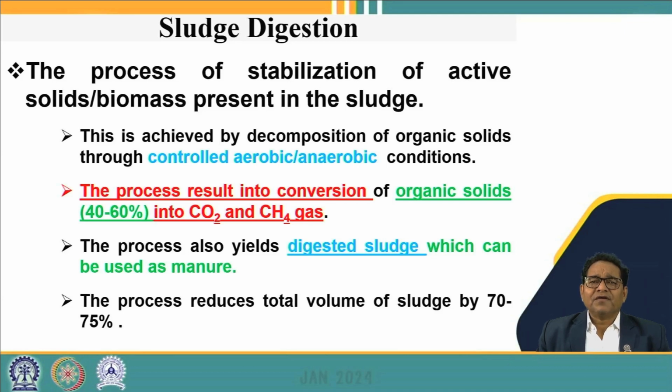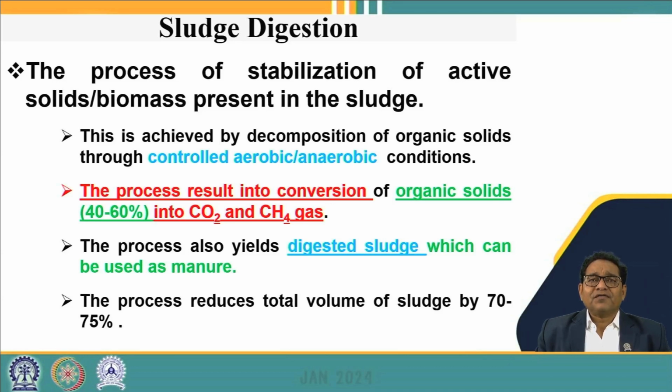Here the process results in conversion of the organic solids present in the sludge into final end products like carbon dioxide or methane gases, and then there will be supernatant which is relatively free from suspended solids, and finally at the bottom we get the digested sludge. So the process yields digested sludge which can be used as manure. The overall digestion process results in the final end products in the form of gases and the stabilized sludge biomass.